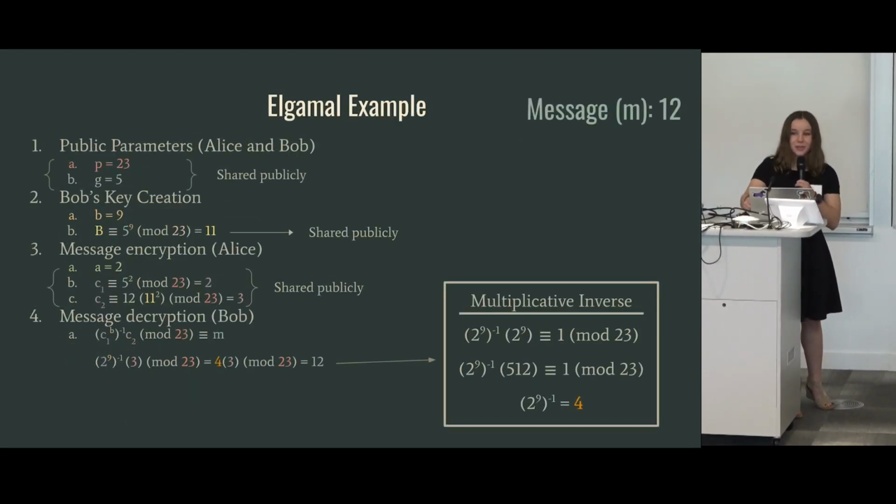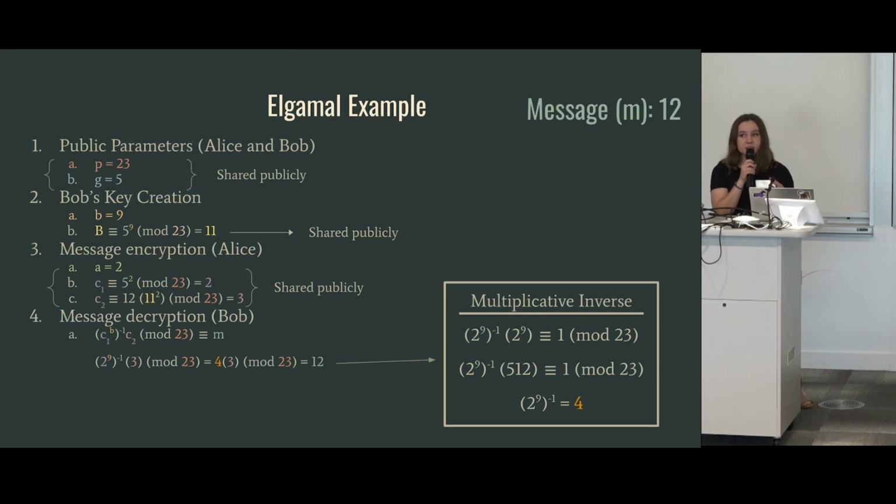Building off of what Sophie was talking about on the last slide, here's an example of ElGamal. So first, Alice and Bob are going to create their publicly shared parameters, P and G. P is always a prime number. In this case, it's 23, and G is 5.